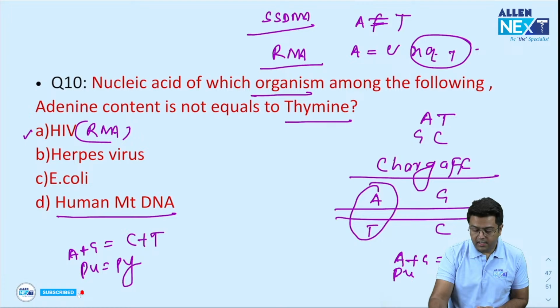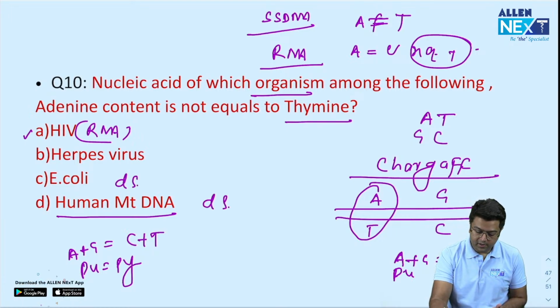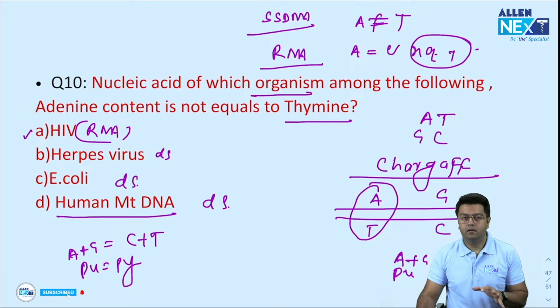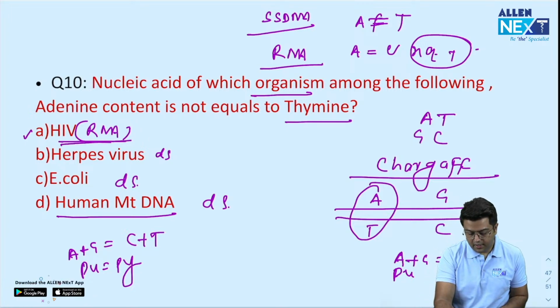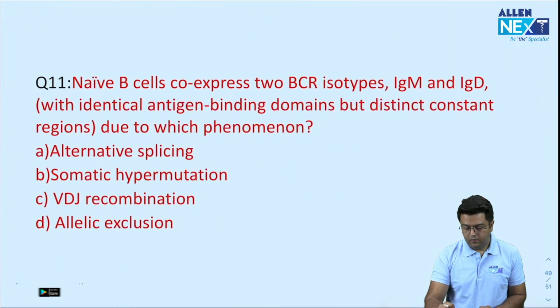Guys, human mitochondrial DNA is double-stranded, right? This one is also double-stranded, and this is again a DNA virus, which is herpes virus, right? Okay, so HIV sounds to be the best answer here. That is the RNA virus. Clear to all? So that's a simple one.